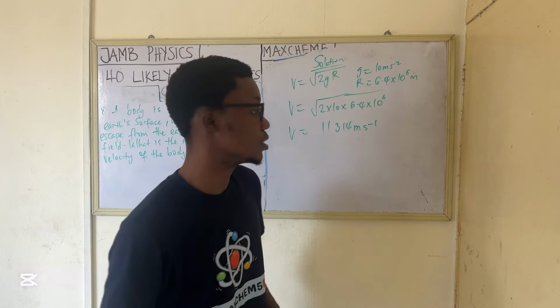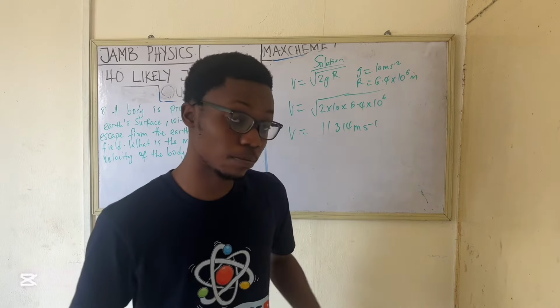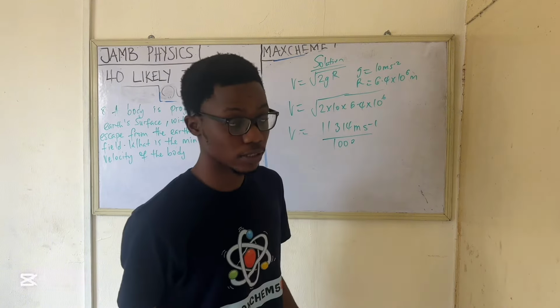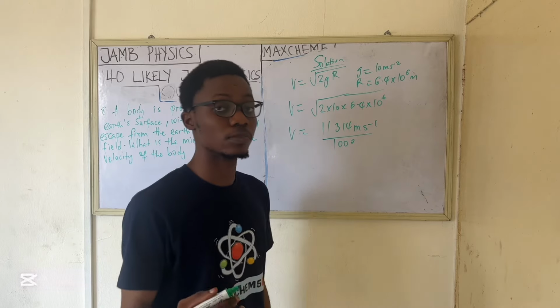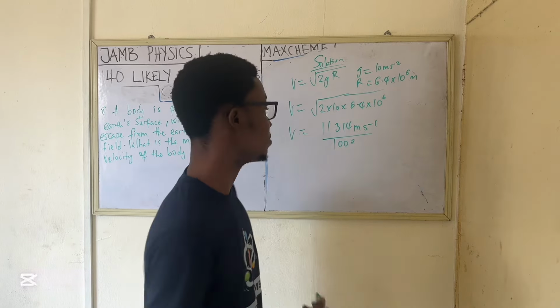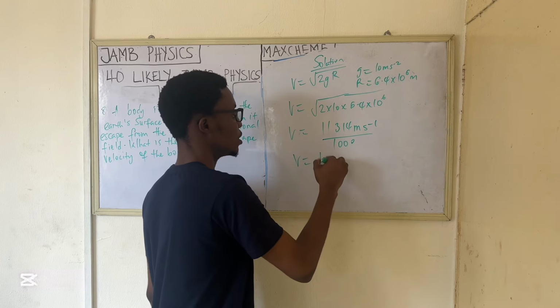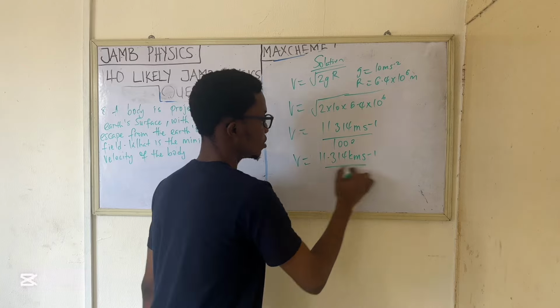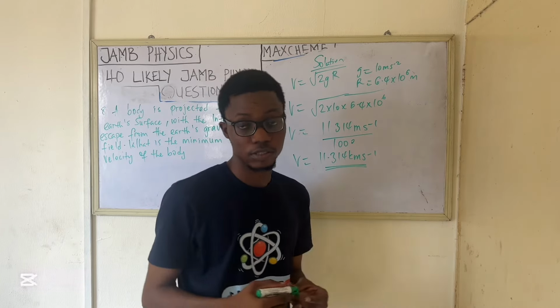That is the velocity. Then if you want to convert this to kilometers per second, you divide by what? 1,000. If your answer is not in meters per second and you want it in kilometers per second, you divide by 1,000. That is 11.314 kilometers per second. That is the answer to this question.